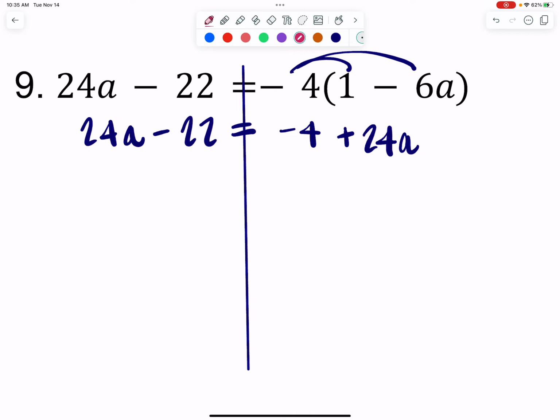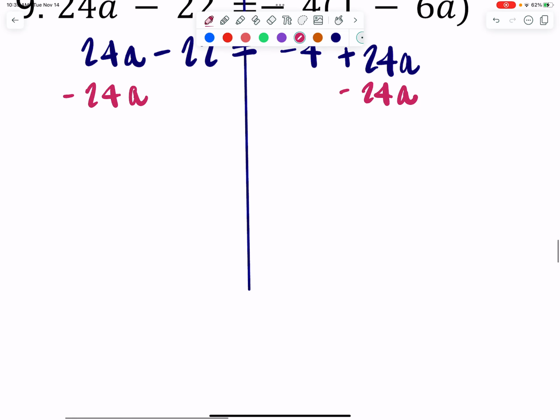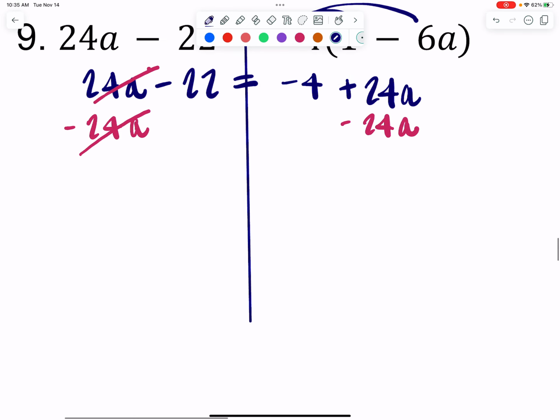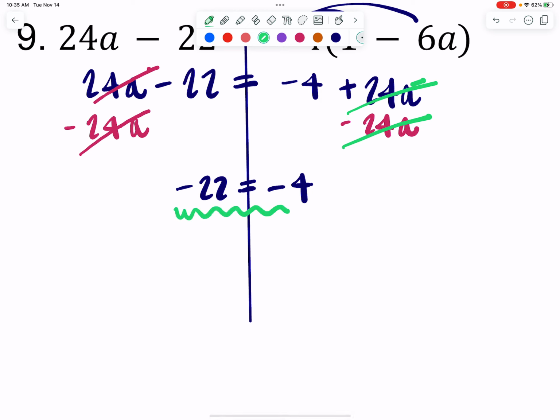Oh, that's interesting. Okay, so it doesn't really matter which side we work on. I'm going to subtract 24a. 24 minus 24 is 0, so I don't have anything there. I'm going to bring down my negative 22. Positive 24 and negative 24 cancel out again. So we don't have any a's left. The only thing we have is negative 22 is equal to negative 4.